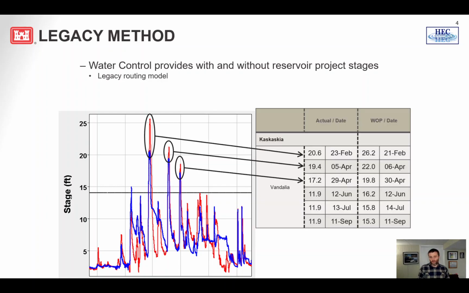We put these in a table, and so there would be these crest values for the actual flood events that occurred, and then there were the without-project stages we put in there. We'd hand it off to Econ, and Econ would come back and say, here's your flood damage reduced dollars, like it was magic, right? But it's not really magic.